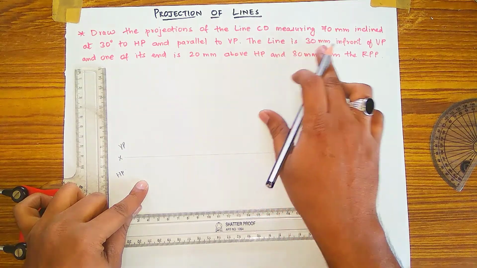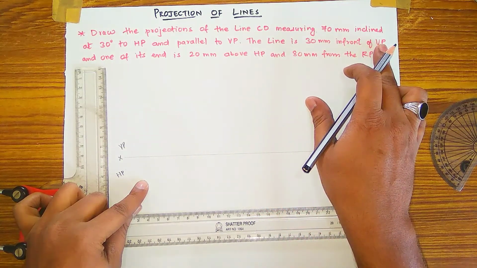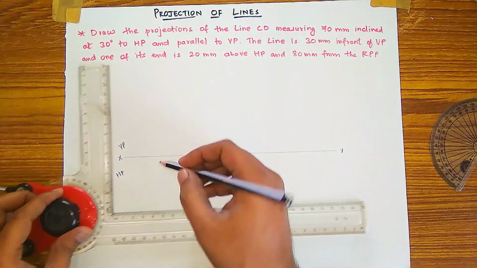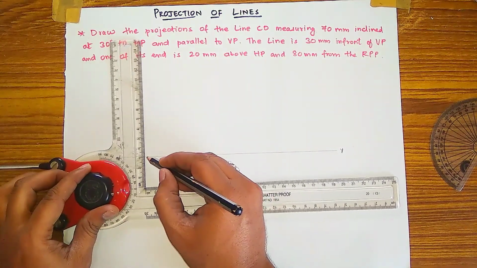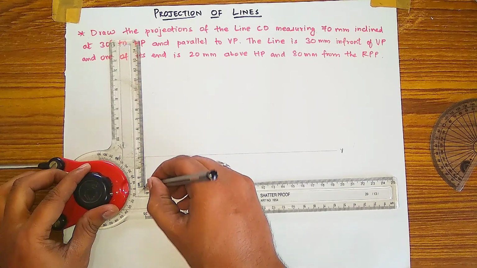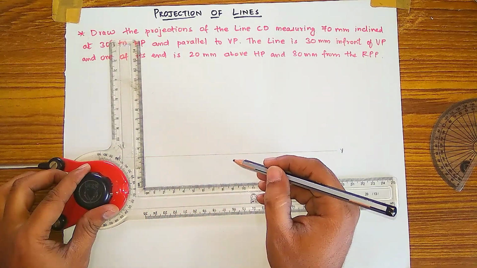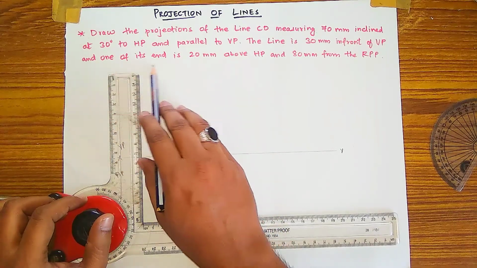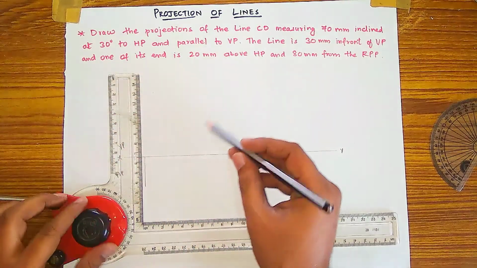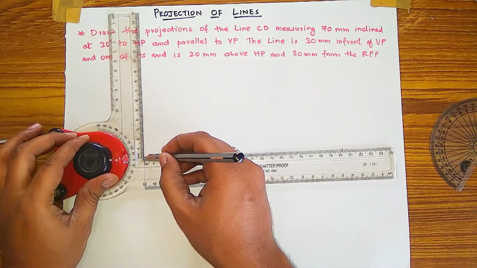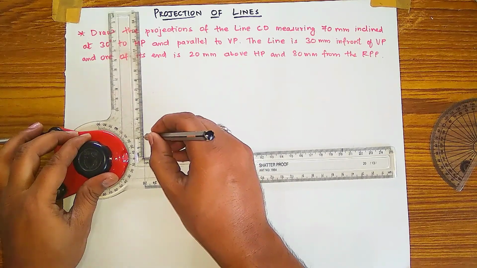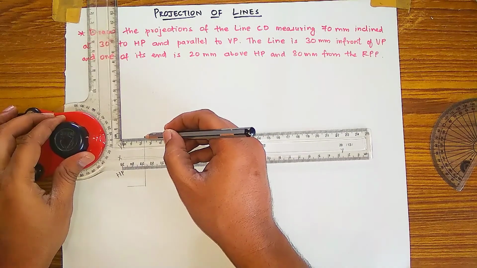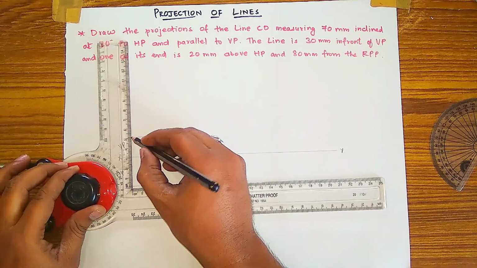The line is 30 mm in front of VP, means in front of VP you have to take downwards 30 mm like this. And one of its ends is 20 mm above HP, means you have to take 20 mm up like this. So both distances we have taken.